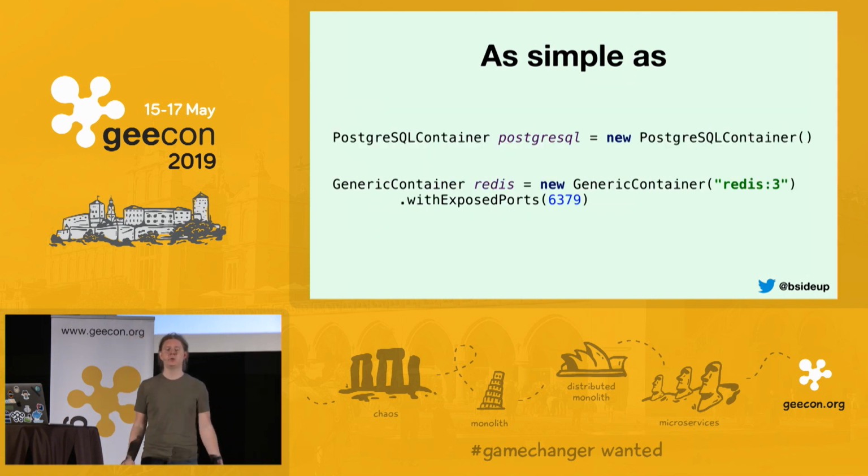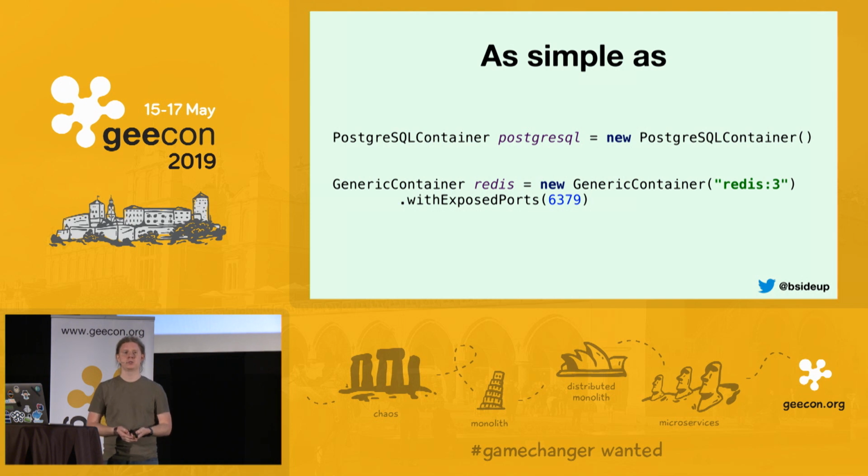And it is as simple as defining objects. You define a new PostgreSQL container, and you have it. You define a Redis container. There is no built-in Redis container in Testcontainers because it's as simple as using a generic container, which is a common abstraction for any container you run with Testcontainers. And you just need to expose the port.